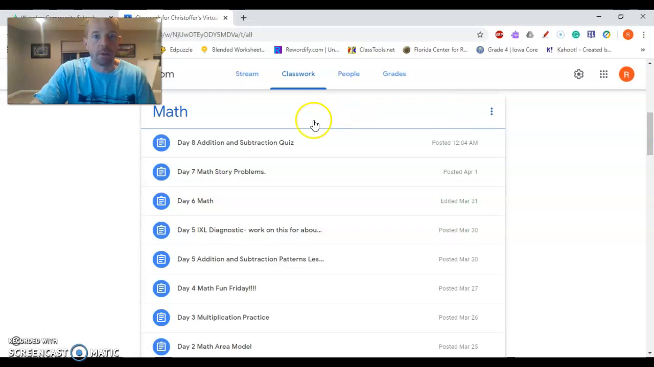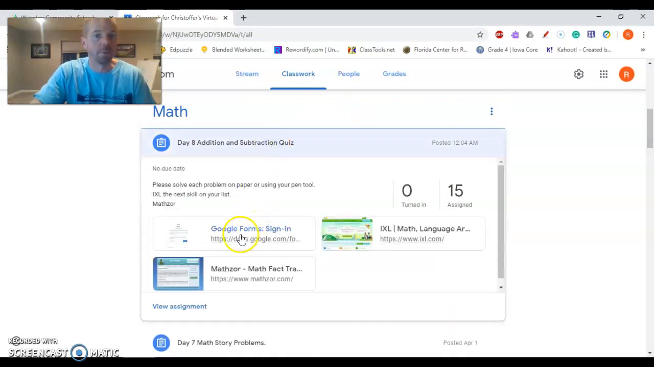For math, day 8, you're going to take an addition and subtraction quiz. Make sure to solve each of these problems on a piece of paper or using your pen tool. Once you're done with that, you're going to go to IXL, work on the standard that's recommended for you. So look at that email I sent you.